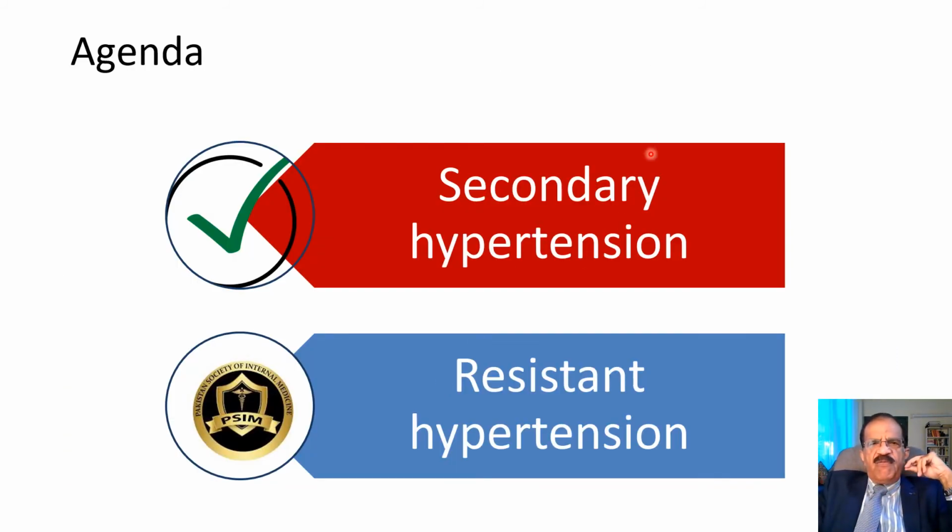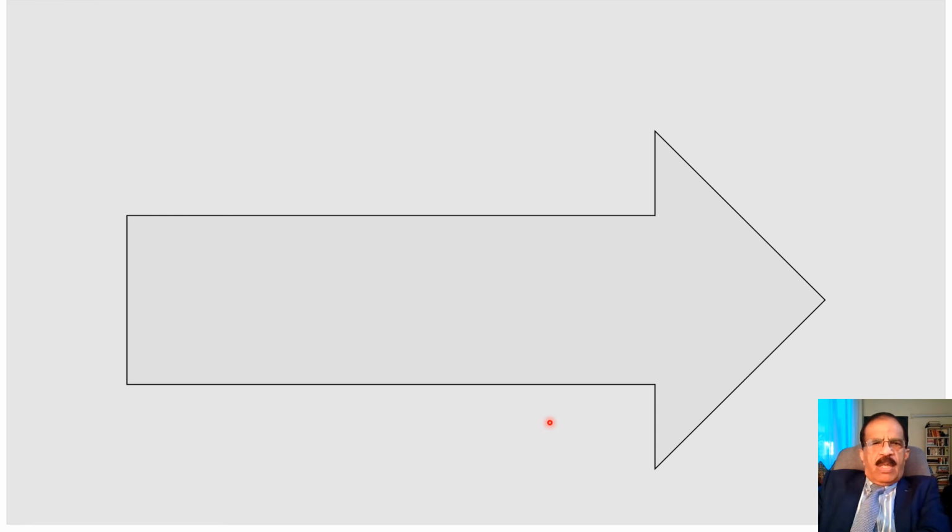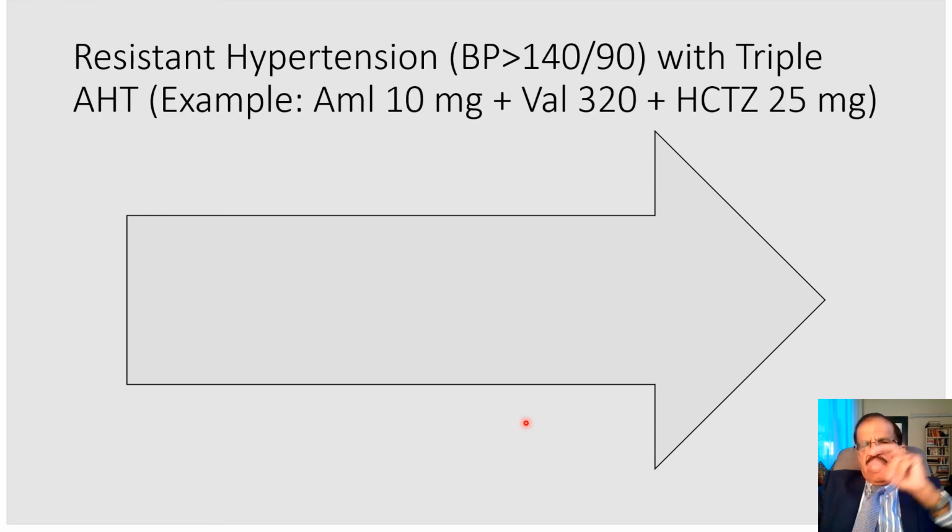So we are done with one component of today's lecture, that is secondary hypertension. I think this one is very brief. Now we take up the second one, resistant hypertension. What is a resistant hypertension? It's an arbitrarily defined condition. If somebody is on adequate doses of three different drugs.